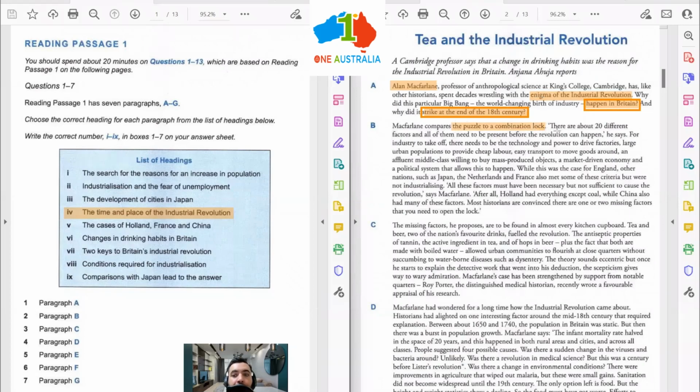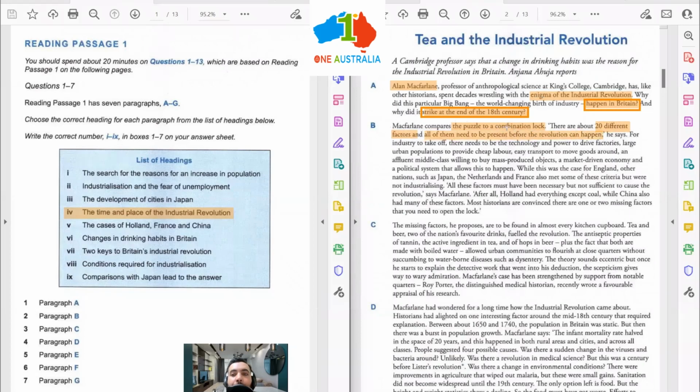Let's understand. They're saying there are about 20 different factors and all of them need to be present before the revolution can happen. So this person is saying that there are different factors, and how many? About 20, he's saying, and all of them need to be present before the revolution can happen.